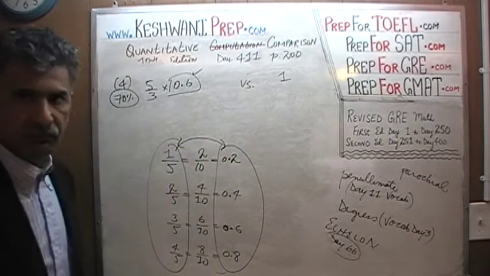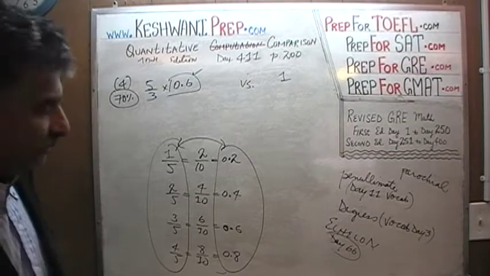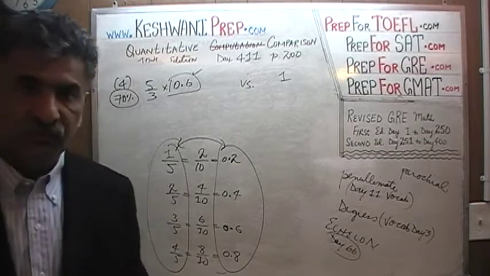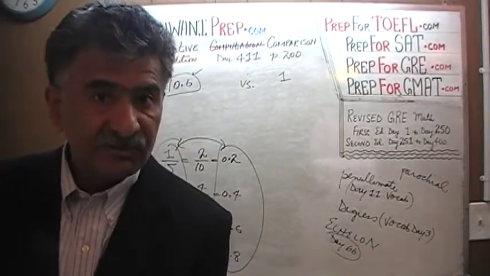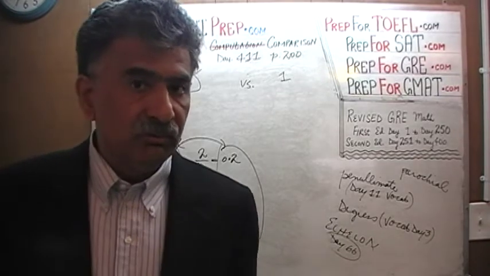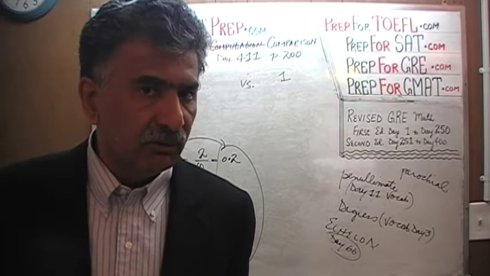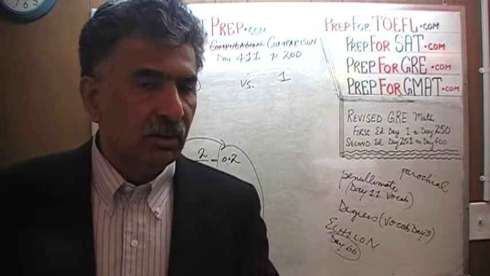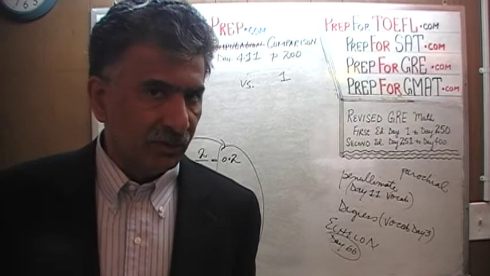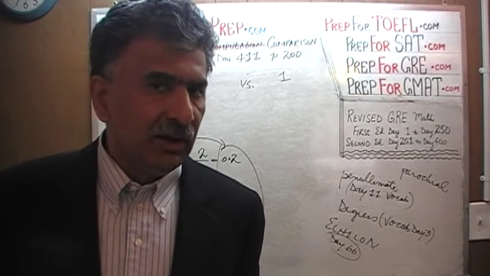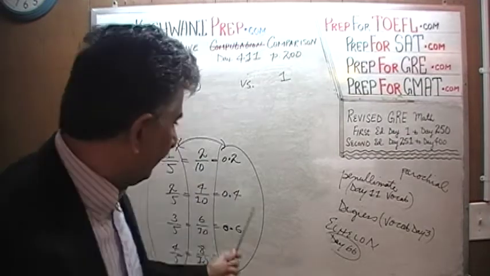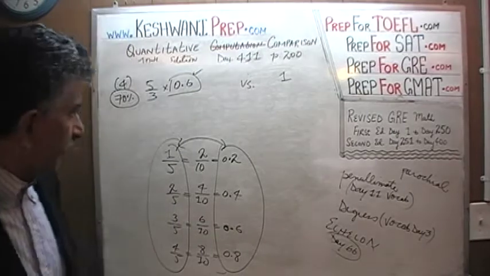We must know our fifths. We must know our fifths in percentage, in decimal, in fraction. You must know your tenths, your quarters, your eighths, your thirds, and you must know your sixths. For this exam, it saves a great deal of time. You must know these things in fractional form, in decimal form, and in percentage form.